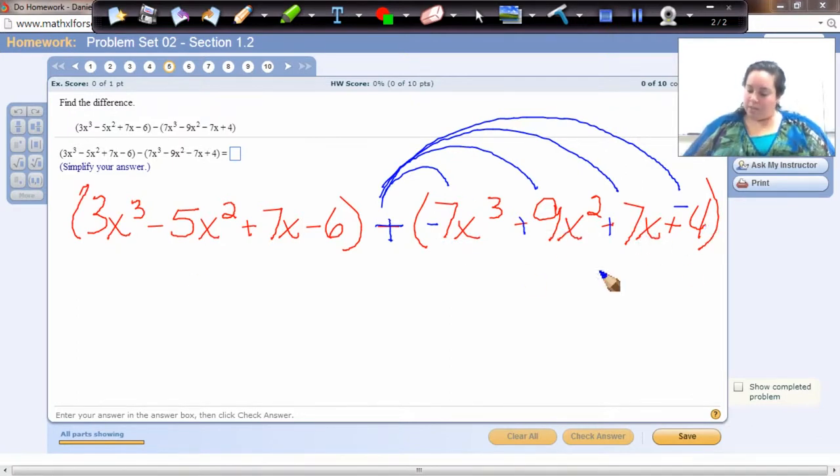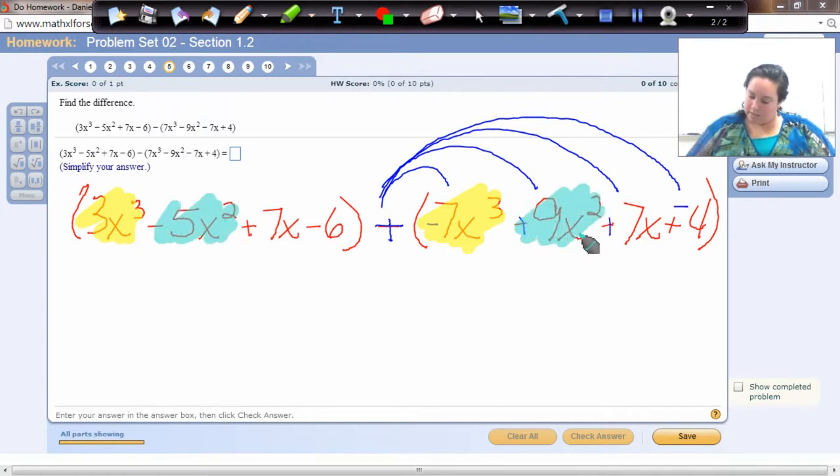Once we change this to addition, then it's really easy to add. Look for your like terms. This is an x cubed, this is also an x cubed, so we can add them. This is an x squared, this is also an x squared, so we can add those. We have x to the first power, and we have a negative 6 and a negative 4.